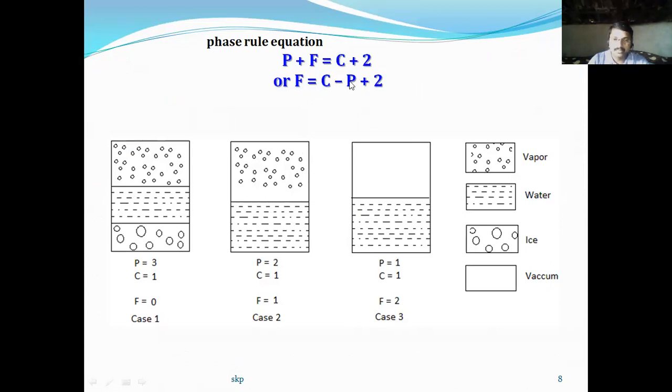Similarly, if two phases are present, then we will get degrees of freedom as 1. If only one phase is present, then degrees of freedom will be 2. That means we need to state at least two factors, that is pressure and temperature. Similarly, when two phases are present in the water system, we need to give at least one factor like pressure or temperature. Okay, so this is about the introduction of phase equilibrium.